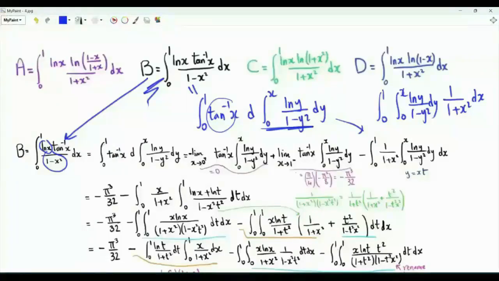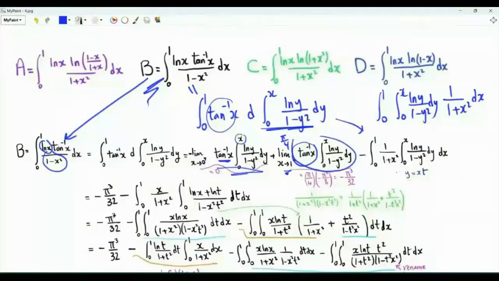Then we have limits to take. If x tends to 0 from above, the length of the domain of integration shrinks to 0, and tan inverse 0 is 0. So this is definitely 0. When x tends to 1 from below, tan inverse x tends to pi over 4, and this integral approaches the integral from 0 to 1 of ln y over 1 minus y squared dy. This is minus pi squared over 8. So the limit here, as x tends to 1 from below, is minus pi cubed divided by 32.